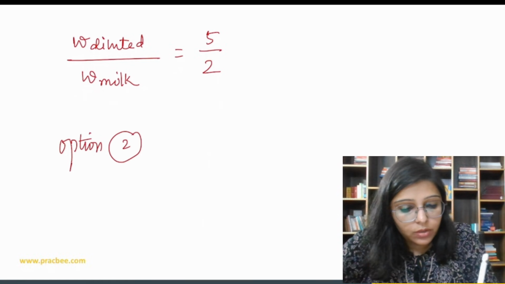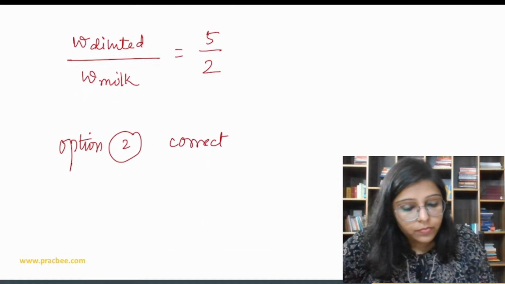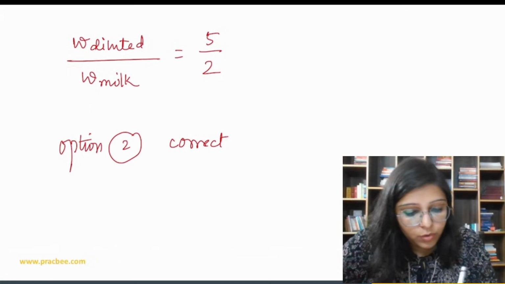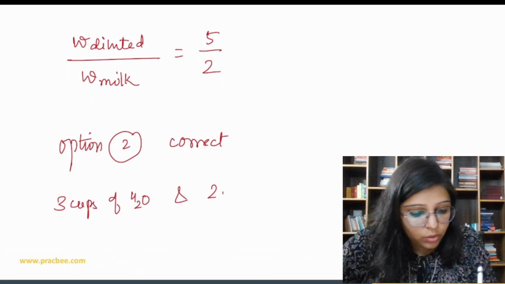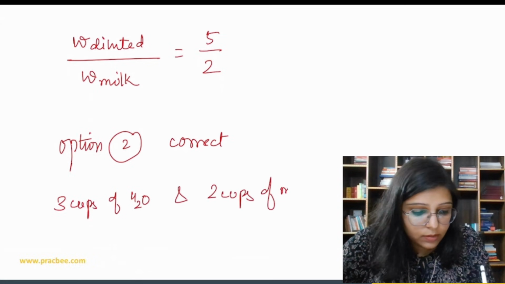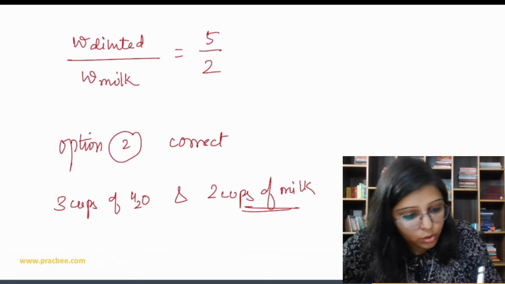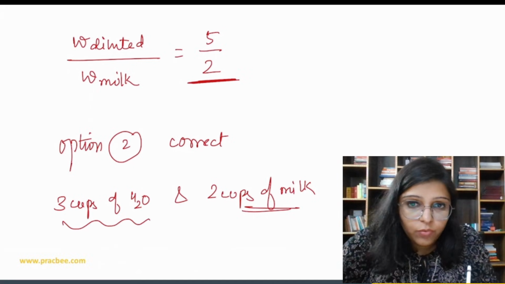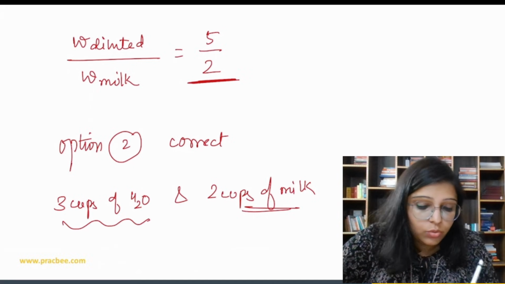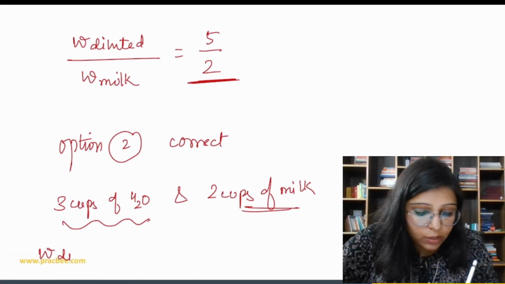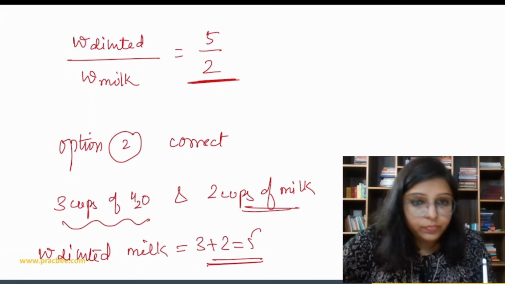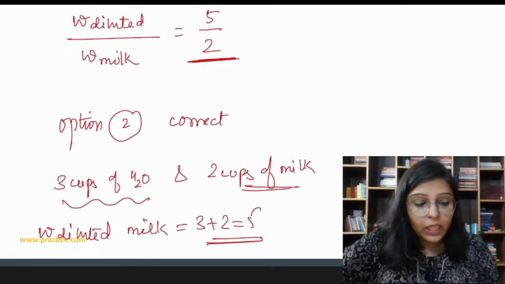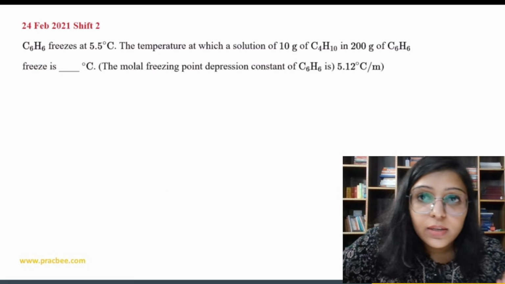Option 2, correct. Which one? 3 cups of water and 2 cups of milk. So milk is 2 here. When you add 3 cups of water to 2 cups milk, mass of diluted milk becomes 3 plus 2, which is equal to 5. Okay. Now let's do the next question.